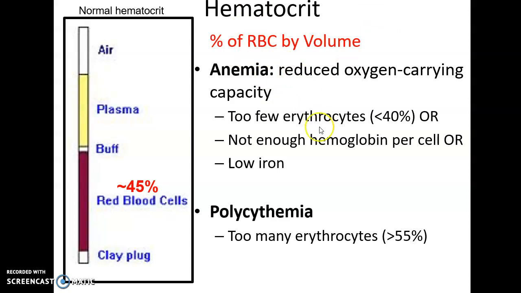Polycythemia is the opposite. It's too many erythrocytes, too many red blood cells, over 55%. If this happens, then the blood gets really, really thick and adversely affects blood pressure and heart function.